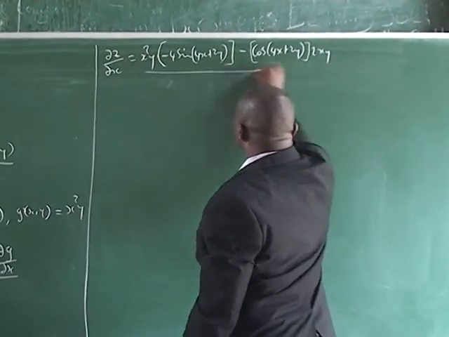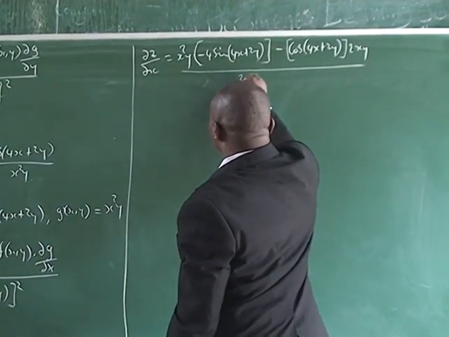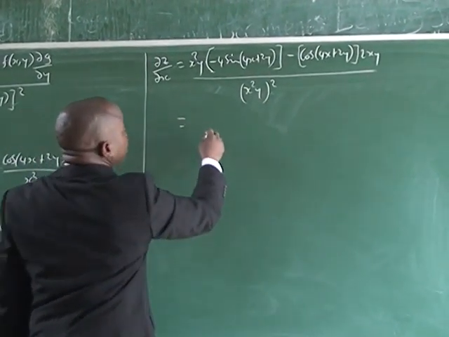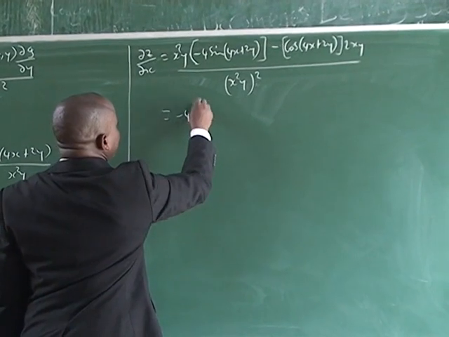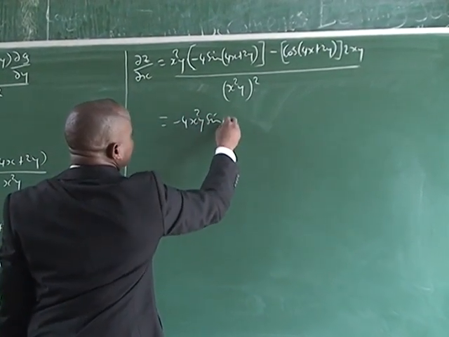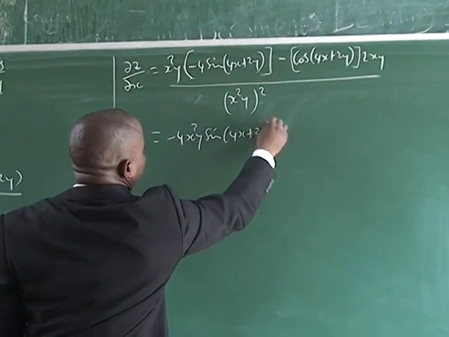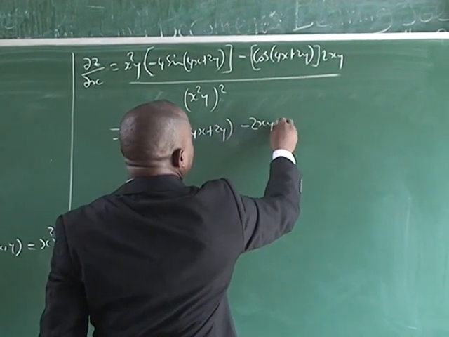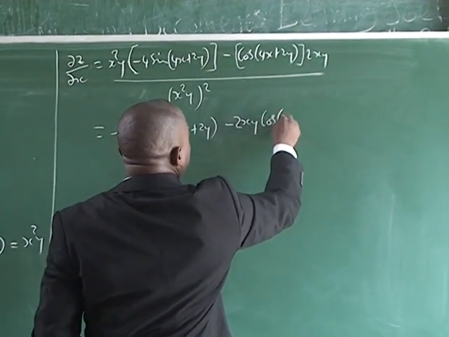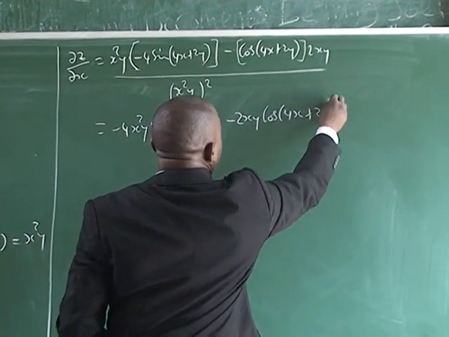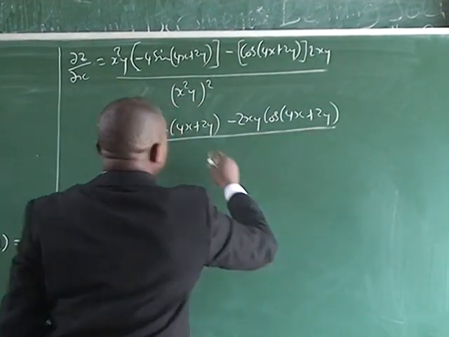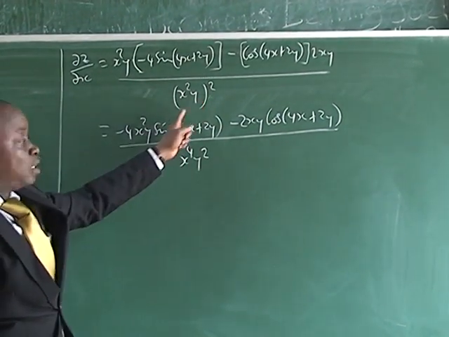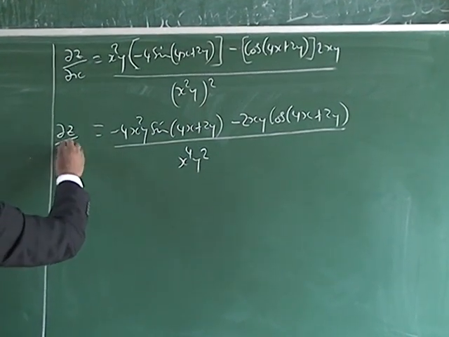Alright. Then the downside is x squared y squared. So this can be evaluated to minus 4 x squared y sine 4x plus 2y. Then we have minus 2xy cos 4x plus 2y over the downside, which is x raised to the power 4 y squared because of the square here. So that is very simple.